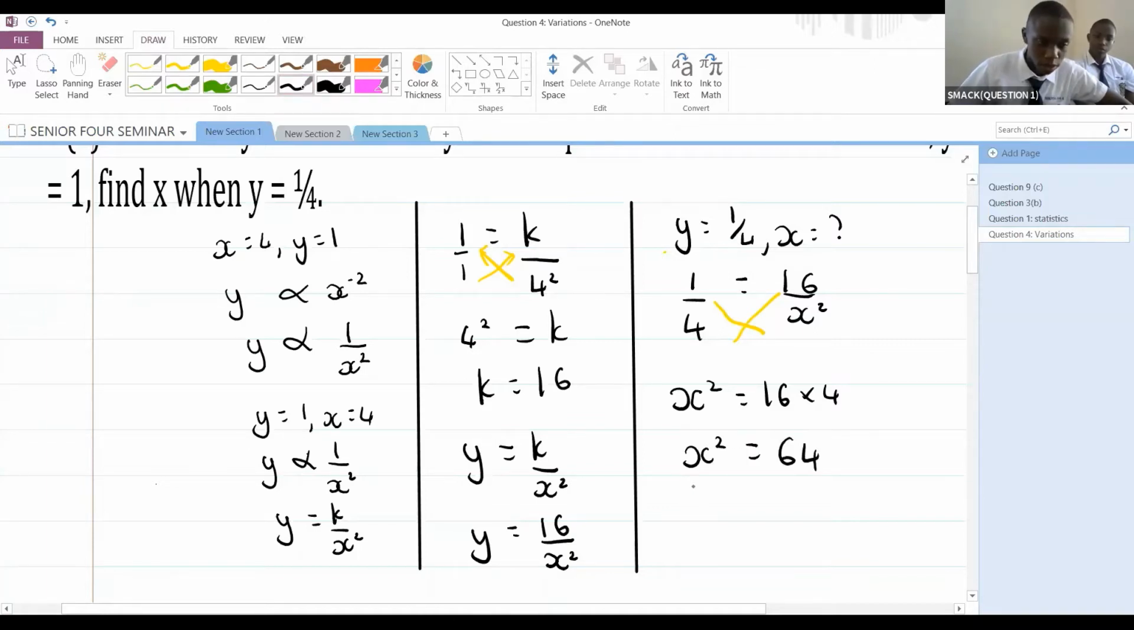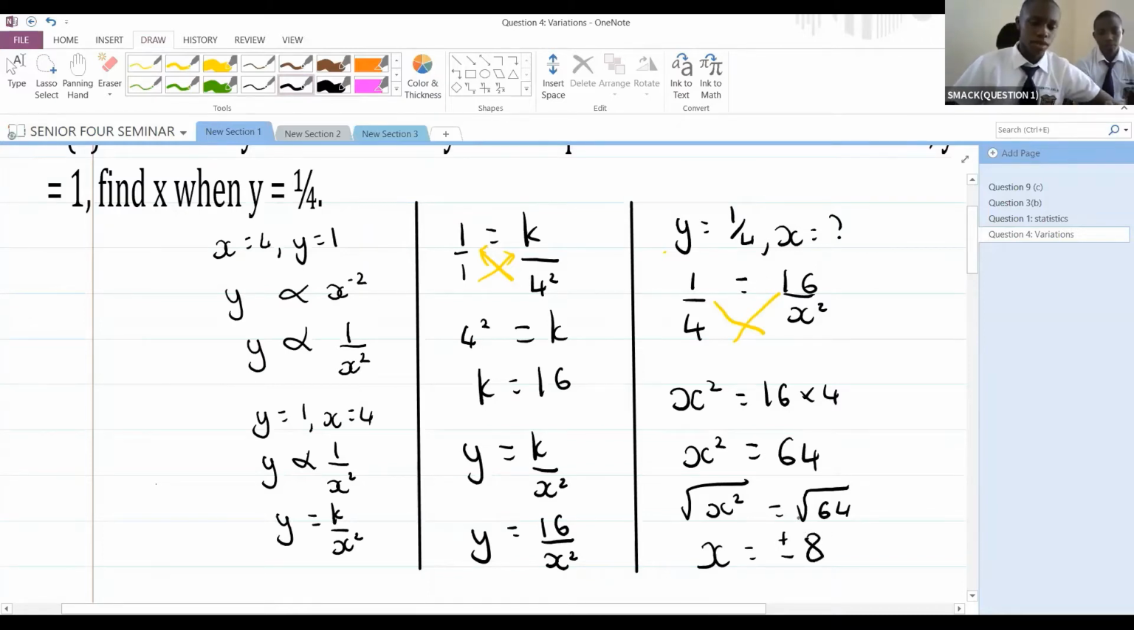Now to find the value of x, you're supposed to find the square root of x squared and 64. When you find the square root, it's possible to have a negative value or a positive value. So you're supposed to express it as x is positive or negative 8. This will give you the value of x.